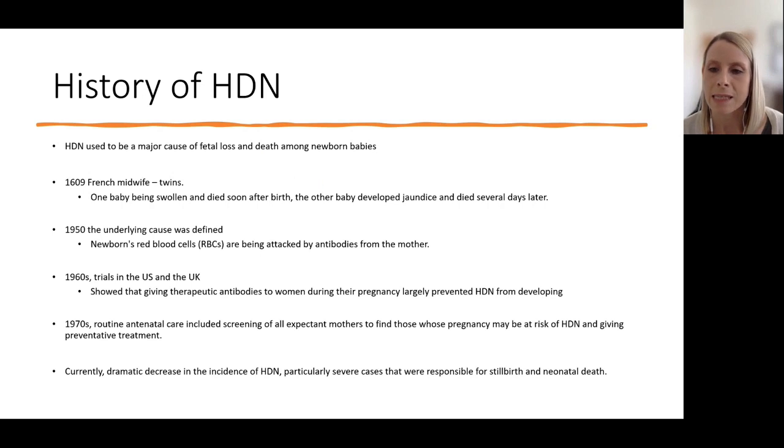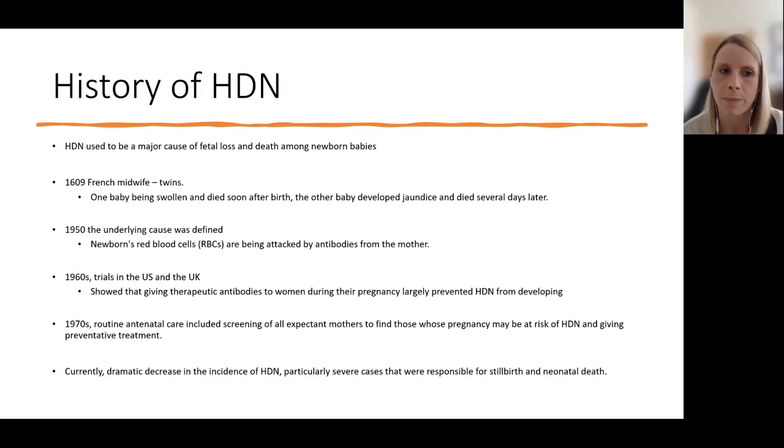So haemolytic disease of the newborn used to be a major cause of fetal death and fetal loss. And it was actually first described in 1609 by a French midwife who essentially described twins that she delivered, one being very swollen and died soon after birth, and the other developing jaundice and dying several days later.